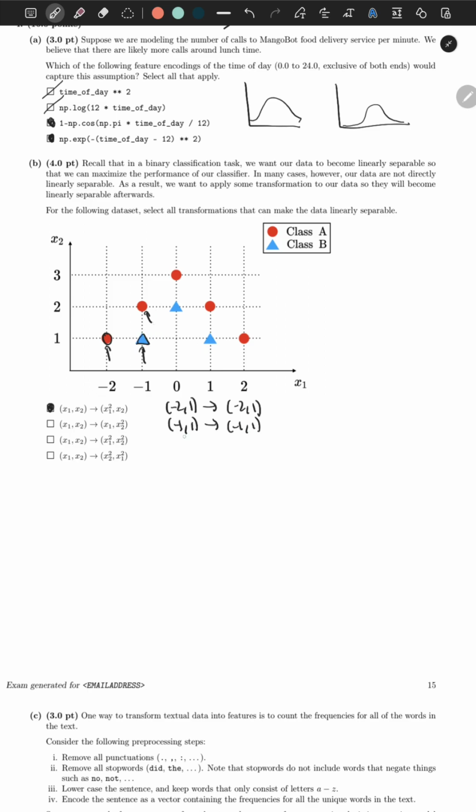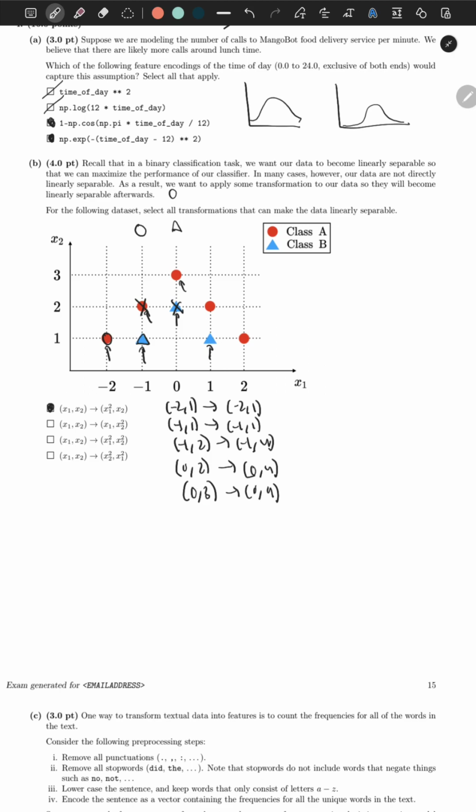Then for this point here, we have negative 1, 2. This will become negative 1, 4. So it would be maybe some point up here. And then for this point, we have 0, 2. This will become something like 0, 4. So something up here. And then for this point, this will be 0, 3, which will become 0, 9. Maybe some point up here. This is definitely not drawn to scale.